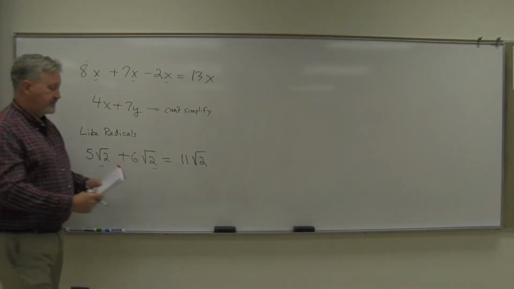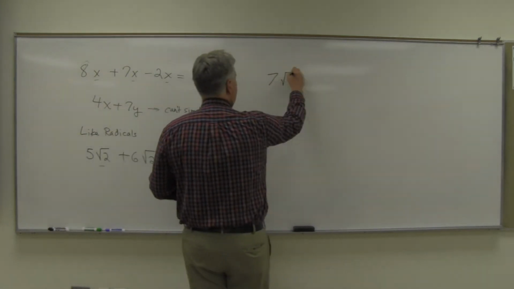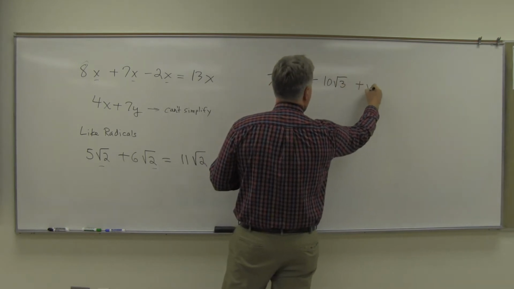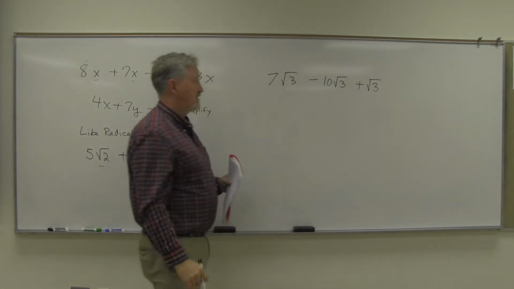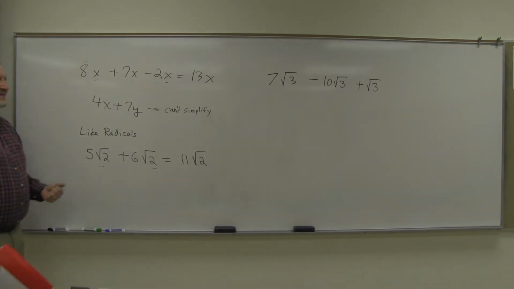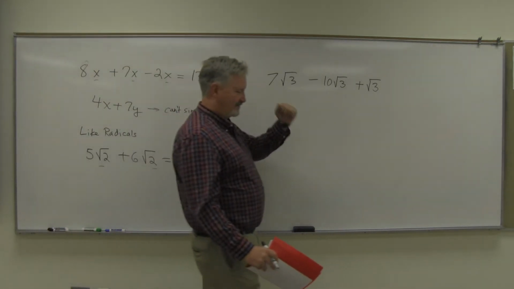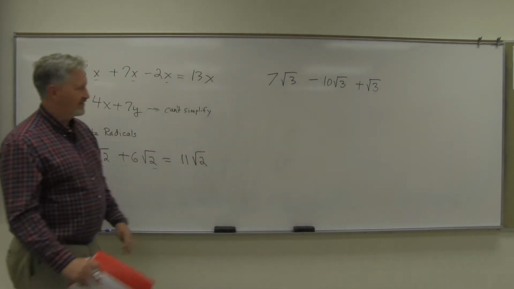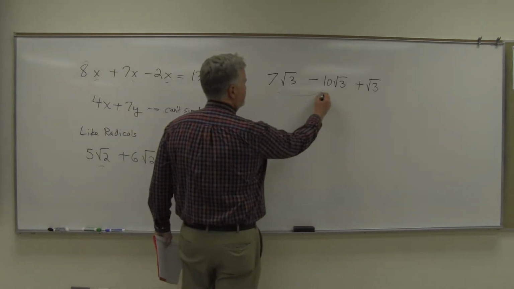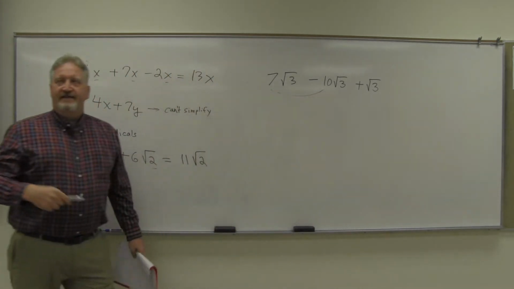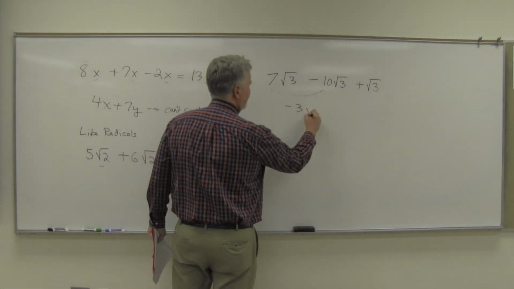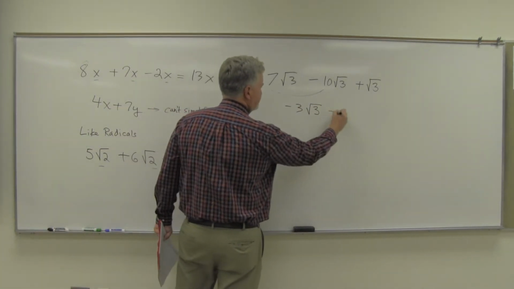All right. So when we go to 7 square root of 3 minus 10 square root of 3, and then let's add one more to that, plus square root of 3. All right. So we've got like radicals. All of them are like: square root of 3, square root of 3, square root of 3. So I can combine all those. So I've got 7 minus 10. Of course, that's negative 3. And the radical still stays square root of 3.